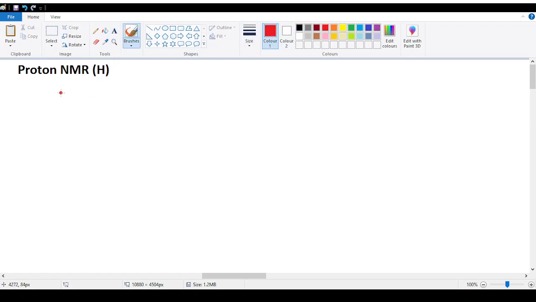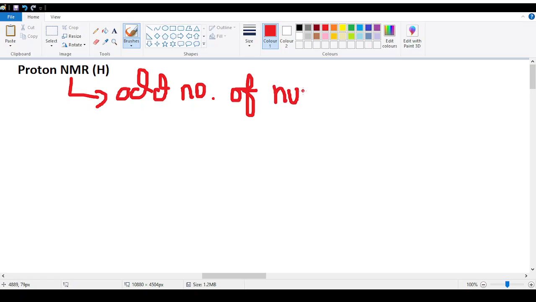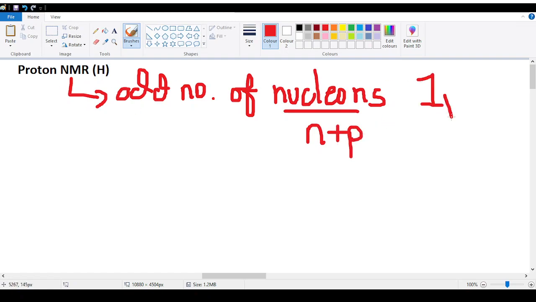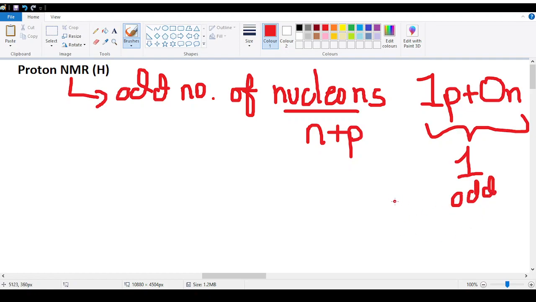We talked about last class that when you do NMR, the atoms that you target must have an odd number of nucleons. Nucleons are neutrons plus protons. Hydrogen has only one proton and zero neutrons, so overall one, which is odd. So it's possible to target hydrogen when doing NMR spectroscopy. That's what we'll be discussing now.